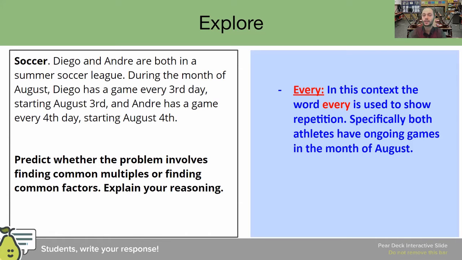Now, there's actually another really big clue in this story that shows it's a common multiples problem, and many times it is overlooked. And that clue is the numbers themselves. We can notice that we're talking about the number 3 and the number 4, and both of those numbers are very small and actually don't have many factors in common. In fact, the only factor they do have in common is the number 1. So therefore, if this was a common factors problem, it would be answered very quickly and there wouldn't be much for us to do. So therefore, it only makes sense for this problem to be a common multiple question.